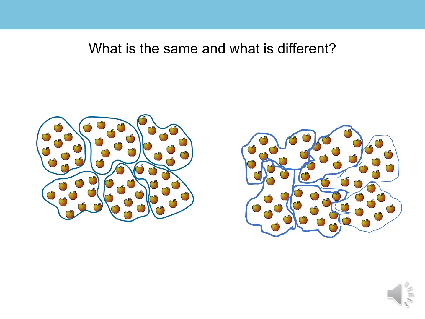Yep, you might have noticed that they are the same. There is the same amount. There is 6 groups of 10 on one side and 6 groups of 10 on the other side. So there is 60 apples still in total, but they've just been grouped slightly differently.